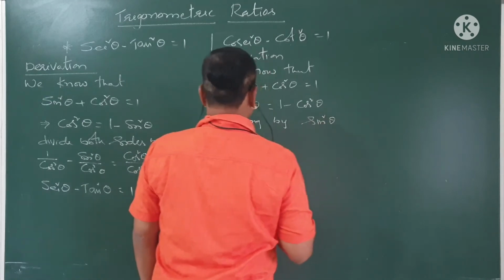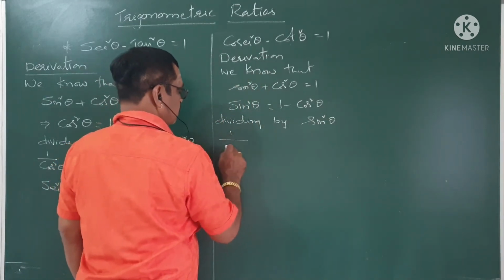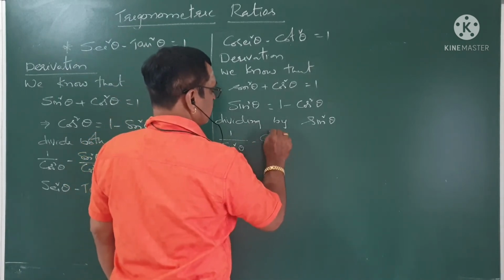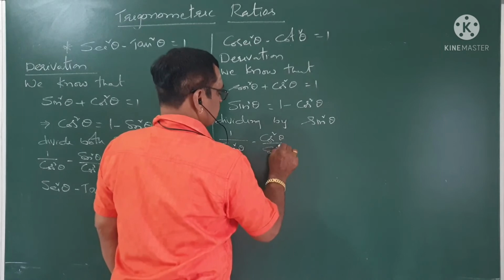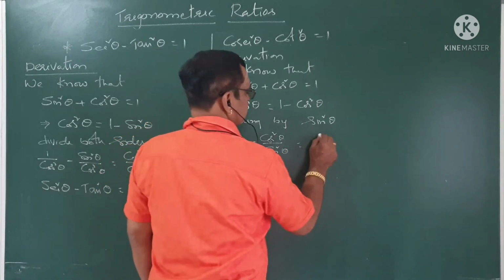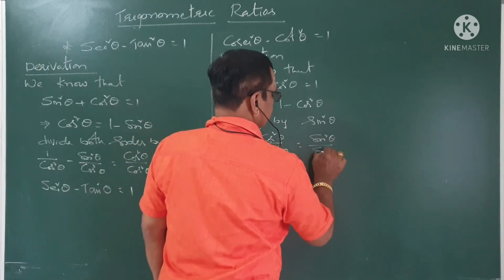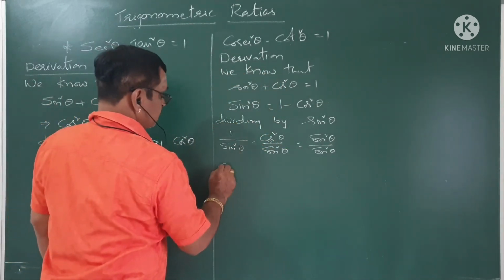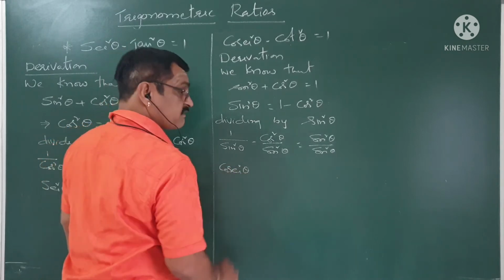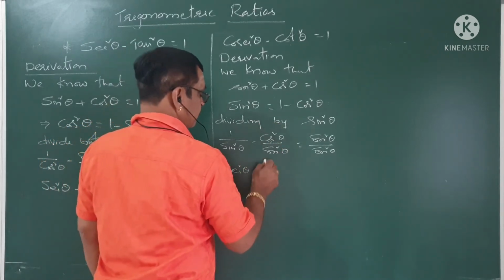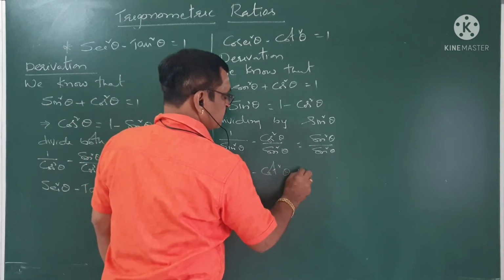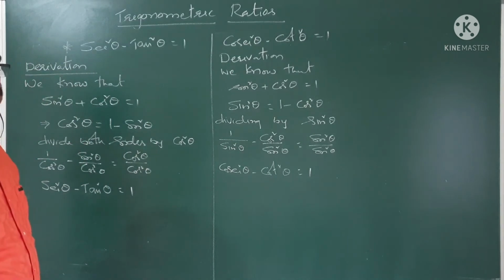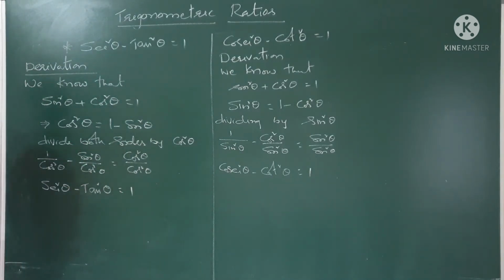So we get 1 over sin square theta minus cos square theta by sin square theta, and this side sin square theta by sin square theta. Now 1 over sin square is nothing but cosecant square theta minus cos square by sin square, which is cot square theta, equal to 1. Hence, now look here.